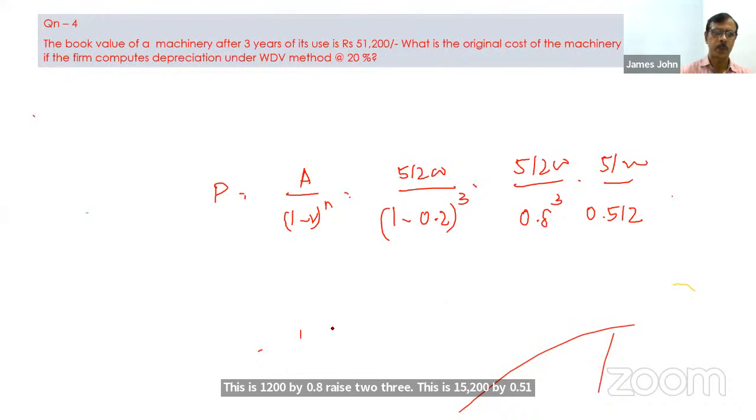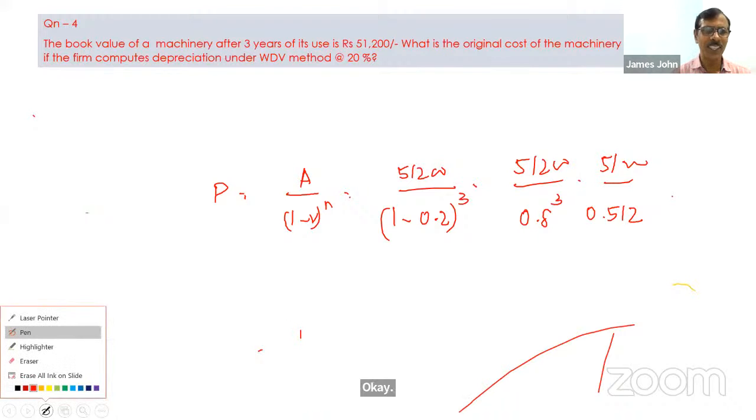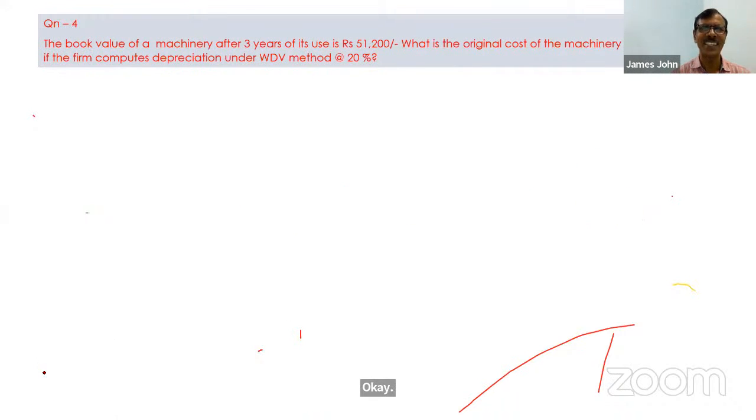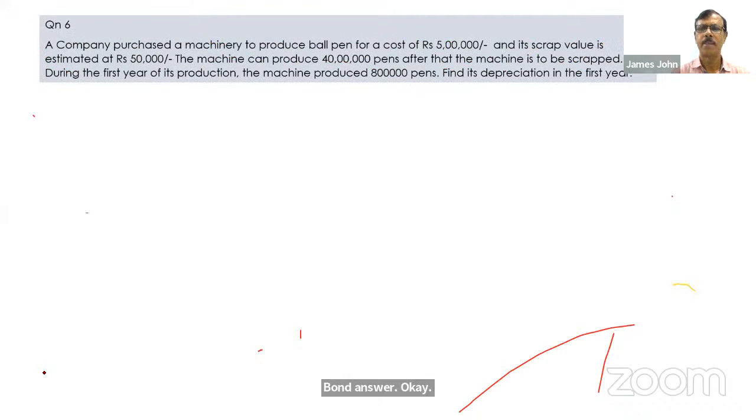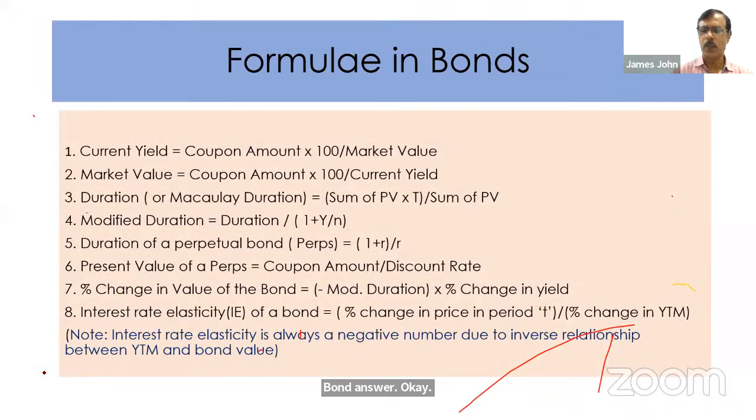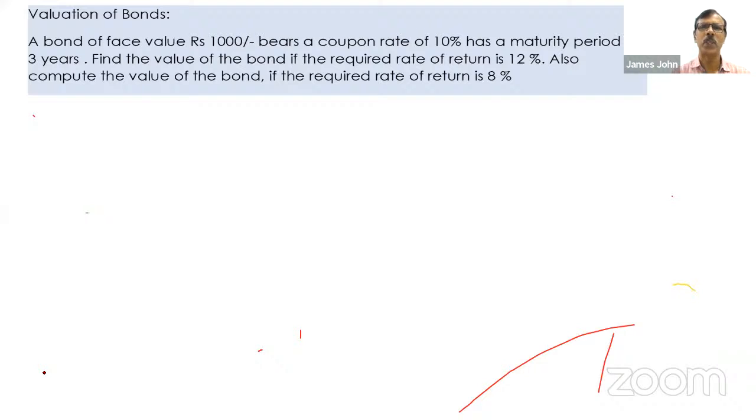Okay, I'll take it. This is enough. Sir, the bond value, bond also required. Bond is very important, sir. There is a lot of confusion in bonds. I know that. We'll straight away go to the question.